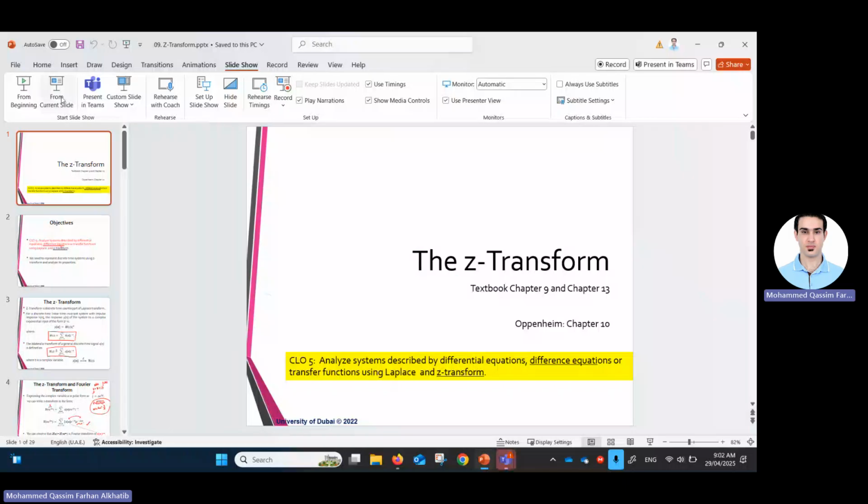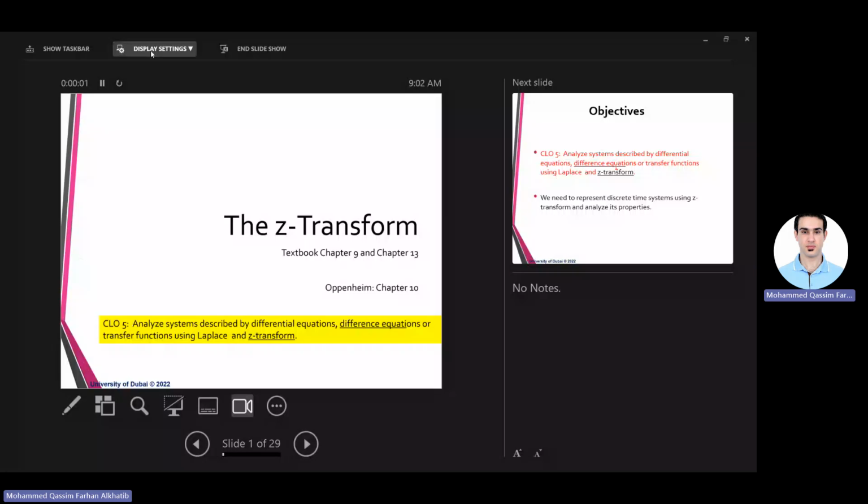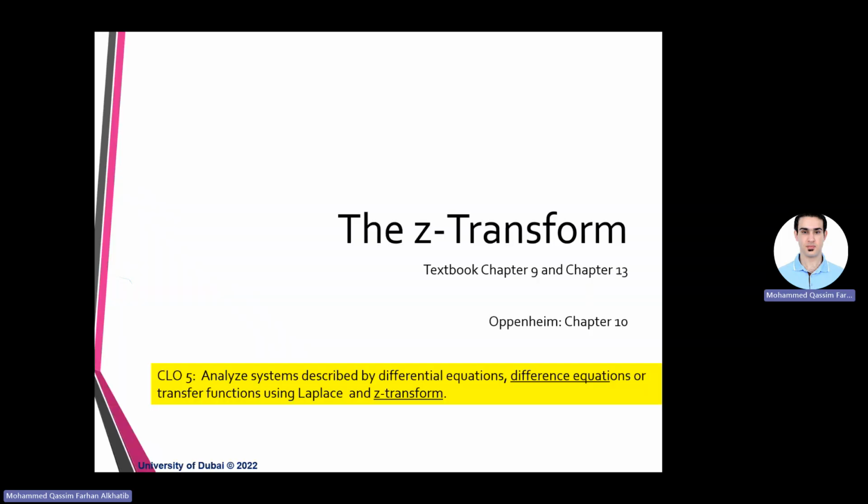Transform, and now we'll do the Z transform. So basically, Fourier and Laplace, we are more into continuous time signals. Now, with the Z transform, we'll focus on discrete time signals. So in continuous time, we have h of t, and we do transformation, either Fourier or Laplace, to get either h of e to the power j omega or h of s. That's in the continuous domain.